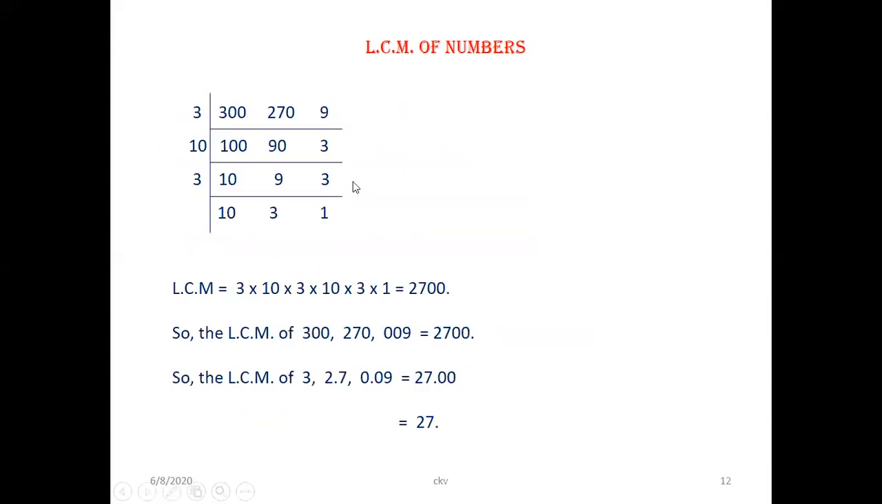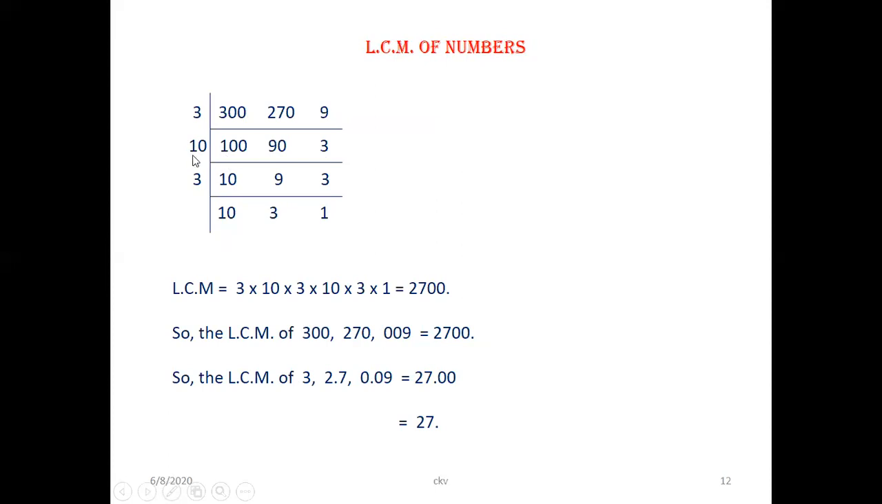Here I'm finding out the LCM of these three numbers by the common division method. These numbers are all divisible by 3. So 300 becomes 100, 270 becomes 90, and 9 becomes 3. Again, see, these two numbers are divisible by 10. Or you can say 90 and 3 are divisible by 3. You can either divide with 3 or divide with 10. It is your choice.